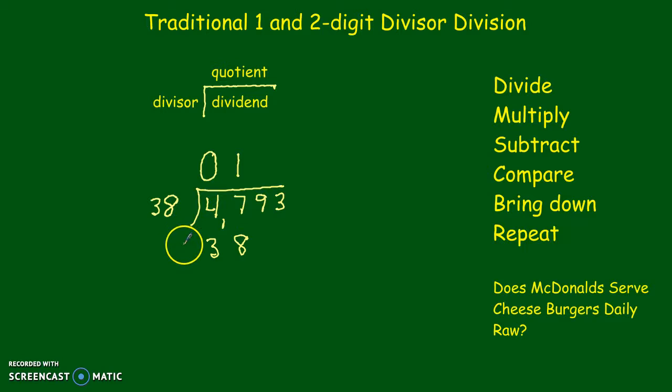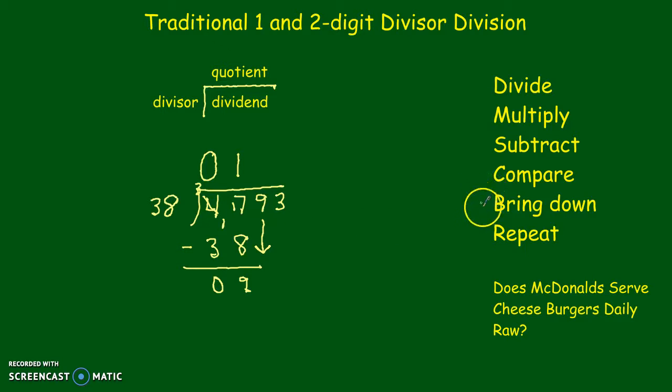Then I come over and I subtract. And I'm going to go ahead and do some borrowing this time. 17 minus 8 is 9. 3 subtract 3 is 0. After I subtract, then I compare. This number has to be smaller than the divisor, and it is. So then I can bring down the next number, and I'm going to bring down the 9.